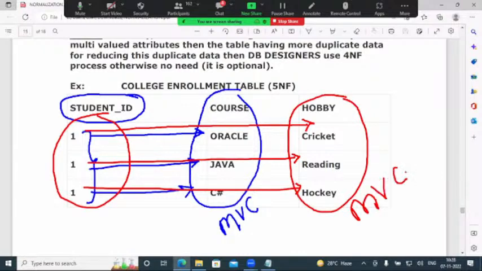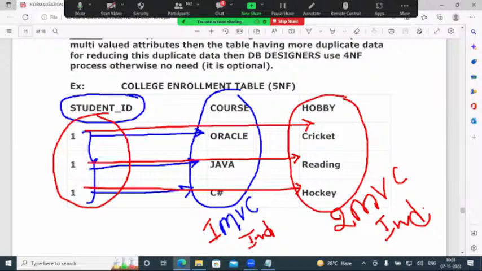Now tell me, in this table, how many multi-valued columns? Two columns: course, hobby. But what does fourth normal form tell us? A table should not contain more than one independent multi-valued column. But my table is having, yes or no? This is one multi-valued independent column, this is another multi-valued independent column. That means how many? Two. But as per the rule, we should have only one. Yet two are there.